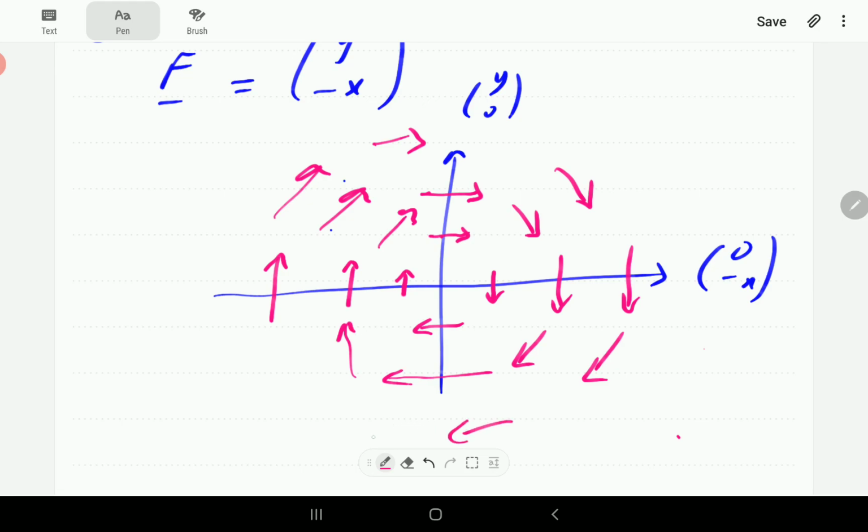Movement being around the origin, the intensity or the magnitude of this vector field grows as you get further and further away from the origin. And clearly there is a rotary movement here, so we expect the curl to be non-zero, and since the magnitude grows as you get further and further, we also expect the divergence to be non-zero.